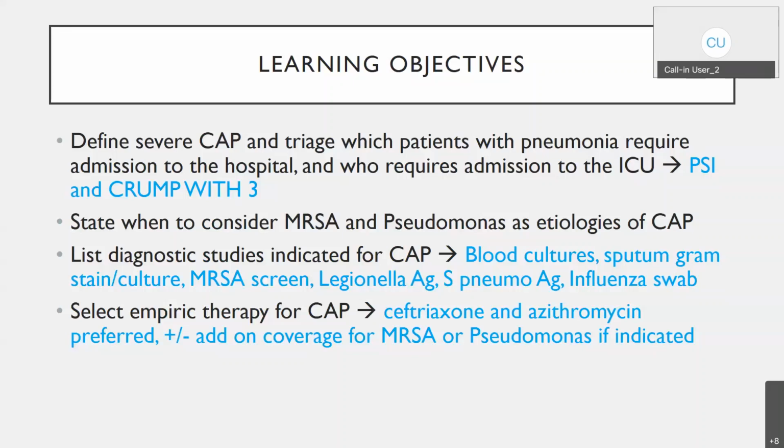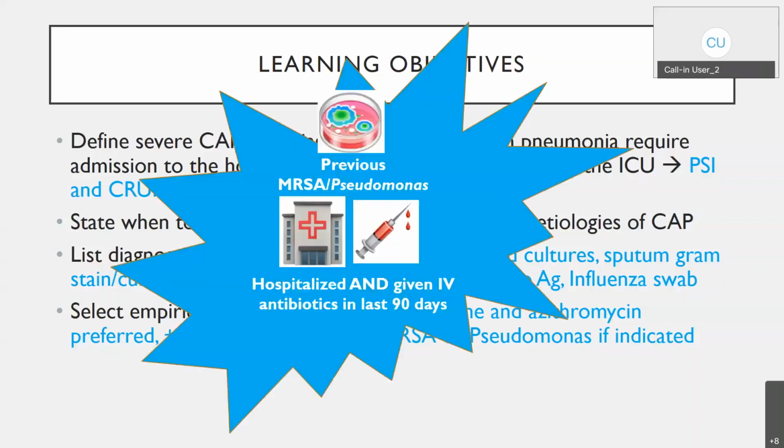For non-severe pneumonia, if you're not covering for MRSA or Pseudomonas, the only thing that's indicated is the influenza swab. For severe pneumonia, or if you're worried about MRSA or Pseudomonas, then also blood cultures, sputum, and MRSA screen. And then the empiric therapy for CAP is ceftriaxone and azithromycin, plus or minus add-on coverage for MRSA or Pseudomonas if indicated. And when do you worry about it? One more time: previous MRSA or Pseudomonas culture in the last year, and hospitalized and given IV antibiotics in the last 90 days.